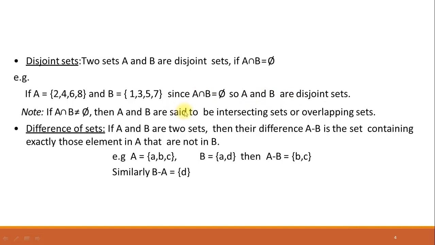If A and B are not disjoint sets, that is, A and B have some common elements, then A and B are said to be intersecting sets or overlapping sets.